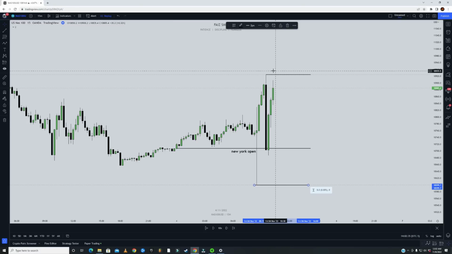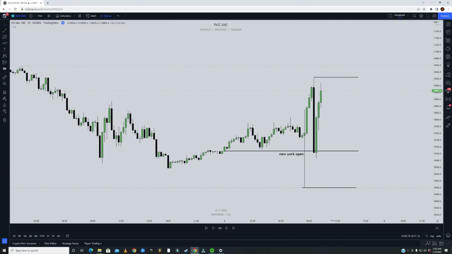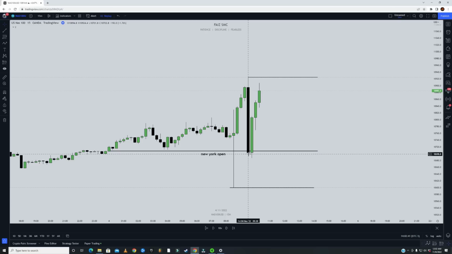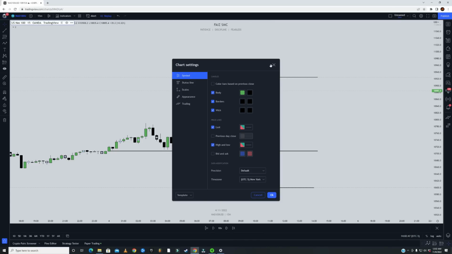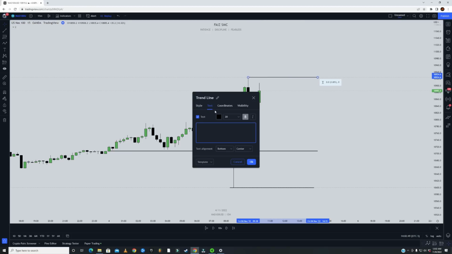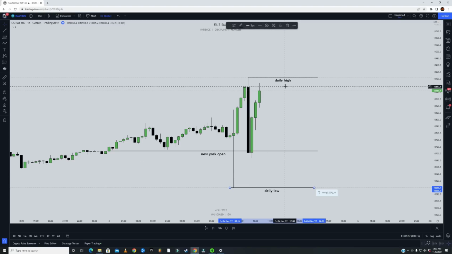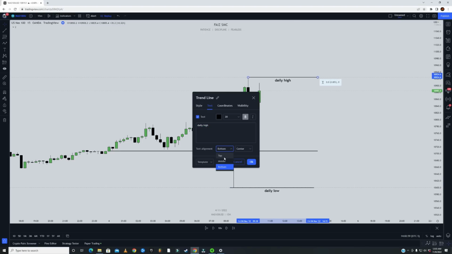And you want to look for the high and low after 9:30 a.m. As you can see, the candle closed here, which is 9:30 a.m., and then you want to mark out the high and low. So I'm going to mark this out, daily high. We got the daily low. Let me put this at the top.